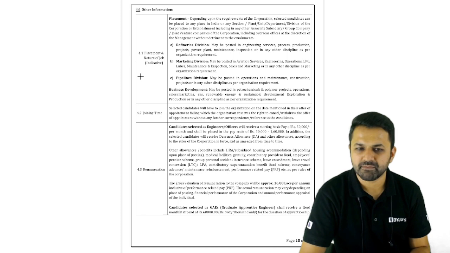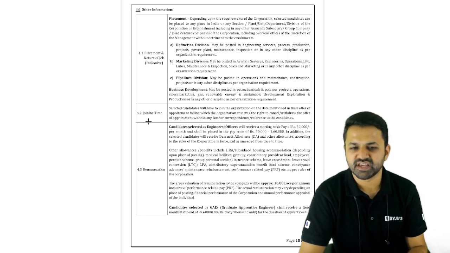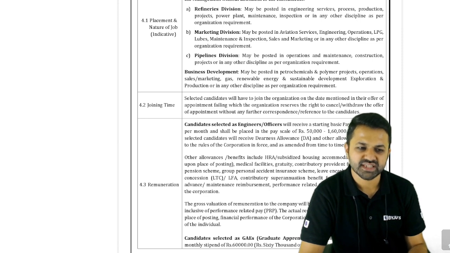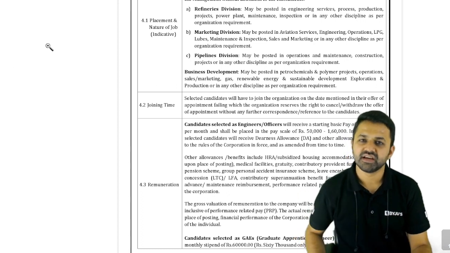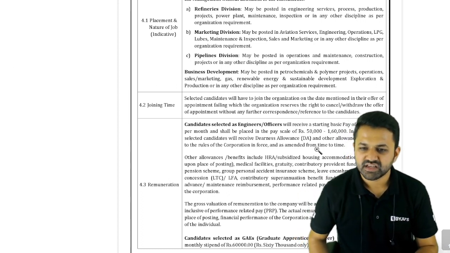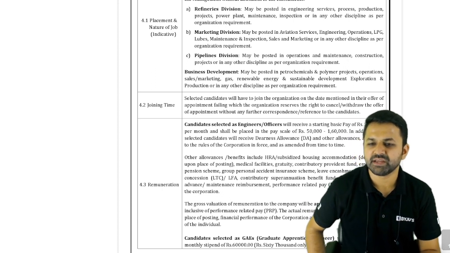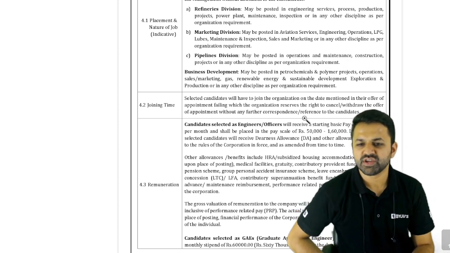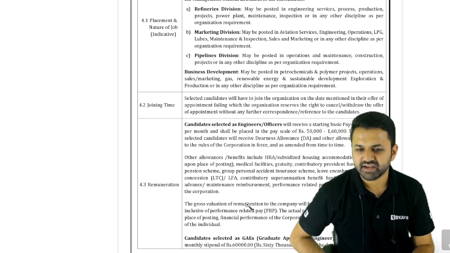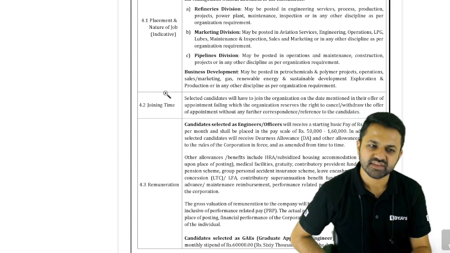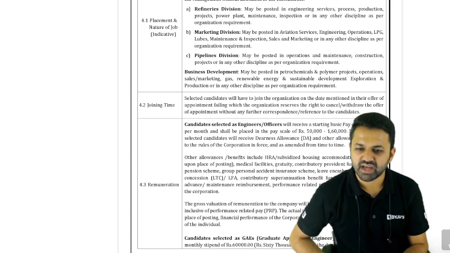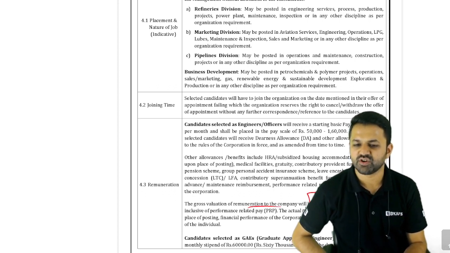And then the joining time, the placement, the nature of job, and remuneration are given. So the salary is again one of the best things in IOCL, which is one of the largest salary paying among the other PSUs, if you have seen. You will get a minimum of 50,000 during your apprenticeship, but after that you will have approximately 16 lakhs per annum remuneration from the company.